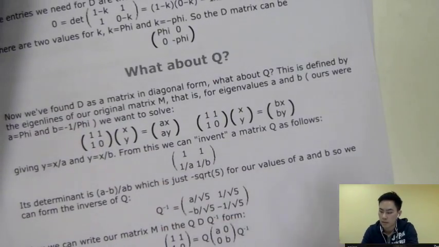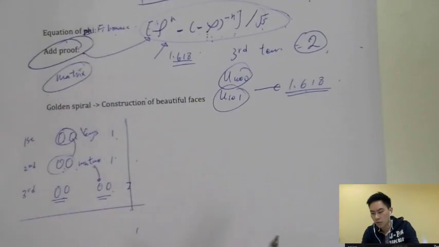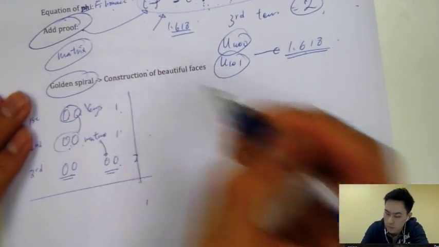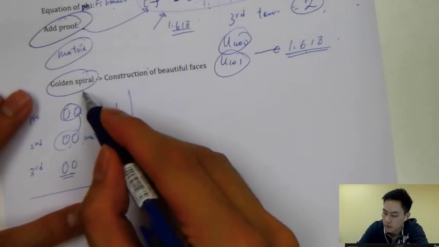So this, you can see, is 5 pages long. But this is a very clear proof, so you can add this in your IA. And then finally, I would suggest you add the golden spiral in your IA.